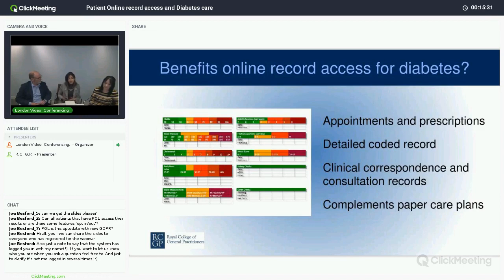Also, as we will cover a bit later on, online record access can give patients access to care plans, which might be in the form of free text in a consultation, or it might be in the form of a plan agreed with their endocrinologist in their clinic letter. So by allowing full record access, they're able to access these care plans, which ultimately will have a positive effect on their health care.